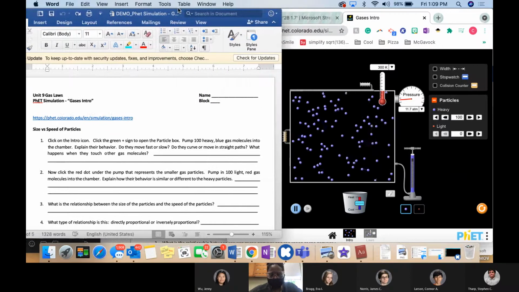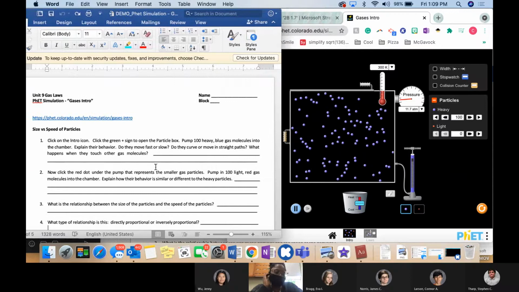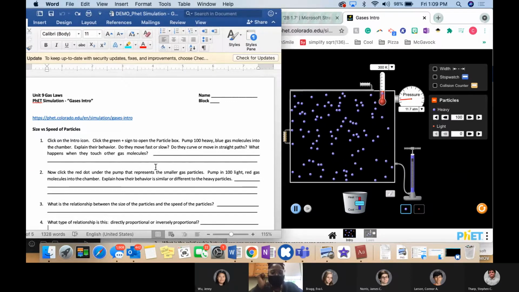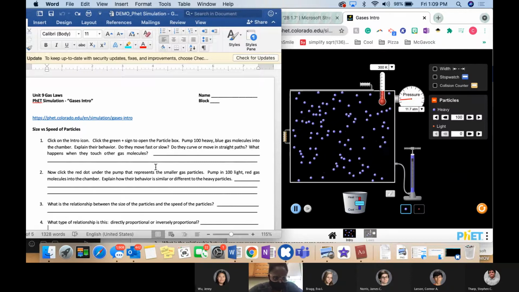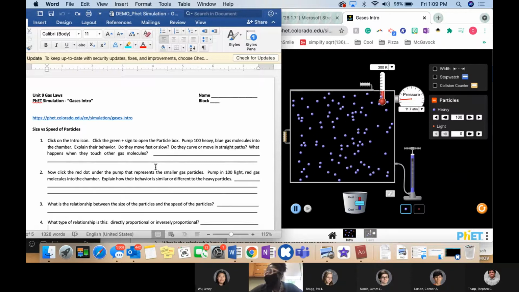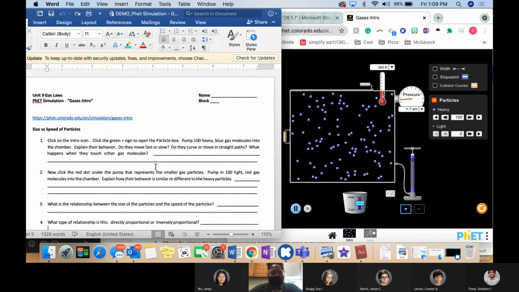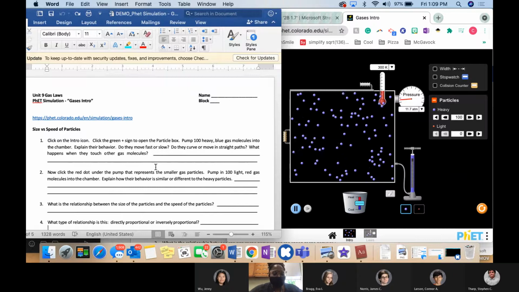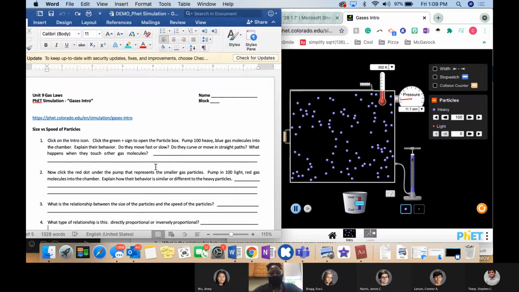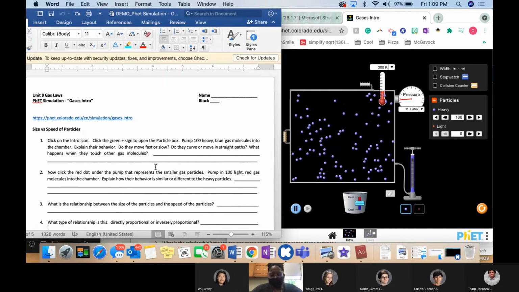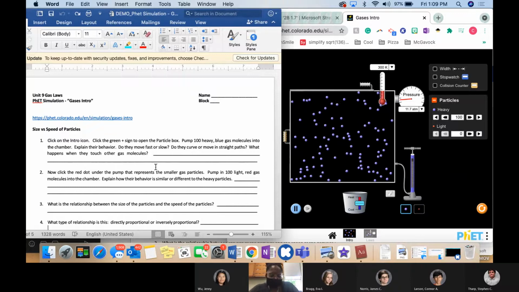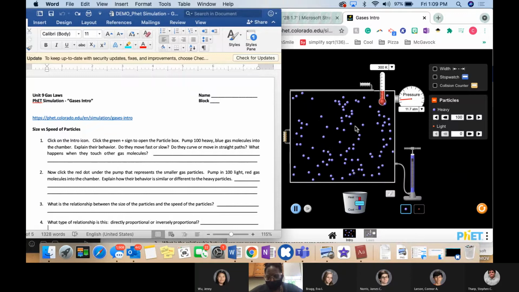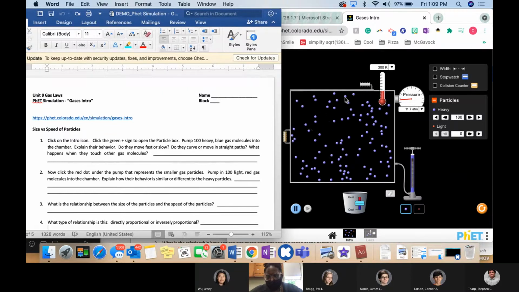Okay. We put 100 in there, and the question says to explain their behavior. Do they move fast or slow? Do they curve or move in straight paths? What happens when they touch other gas molecules? Take a few seconds to answer each of those questions. Don't just put one word in answers. Put some thought into it. Like, the particles move relatively slowly. Do they move in a straight line or curved path? Answer this to the best of your ability with your observations of these particles.